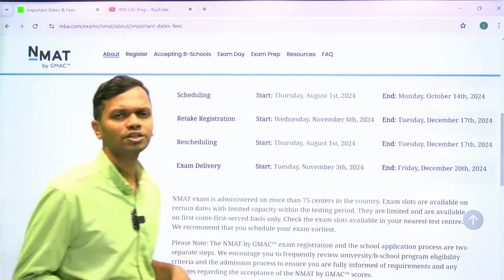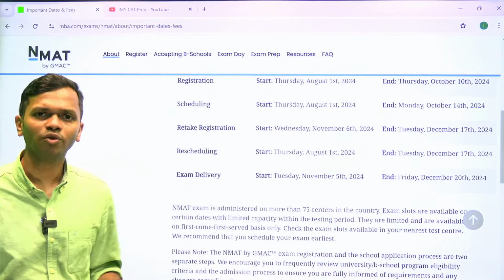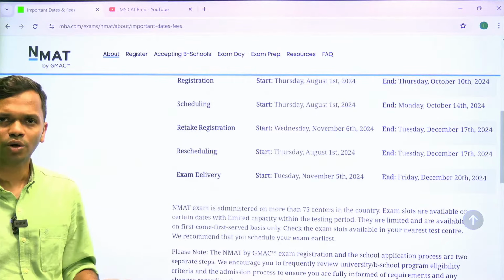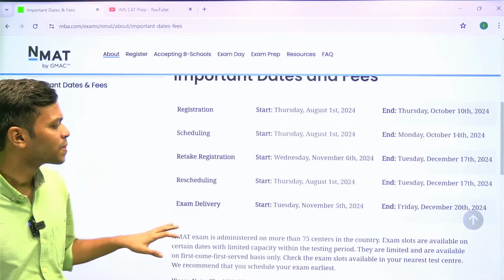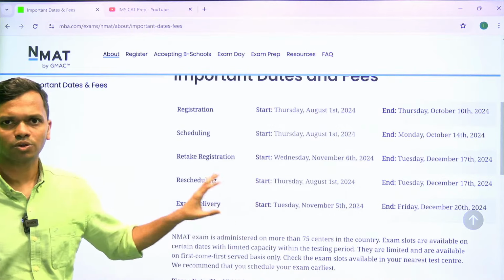But because the test window has gone down, a lot of people, I don't think, will go for 3 attempts. Maybe people will opt for 2 attempts or a single attempt this time. So that is something that may happen. But yeah, the test window has gone down. So keep that in mind.